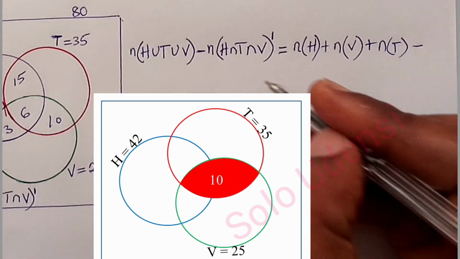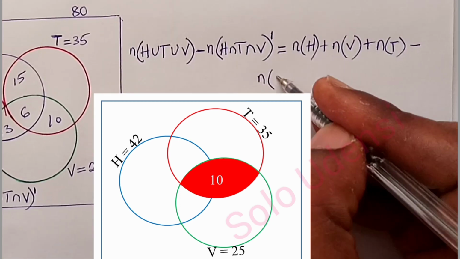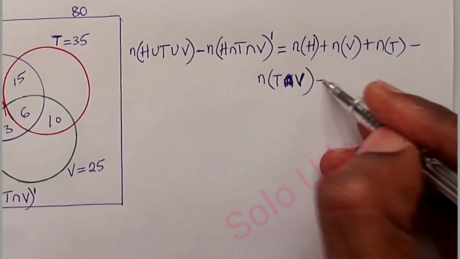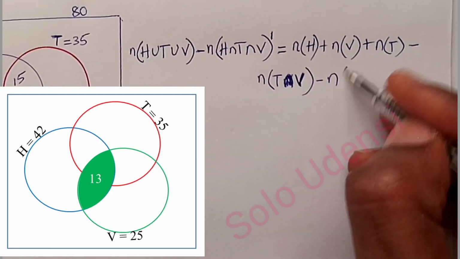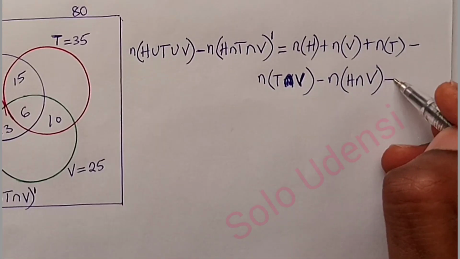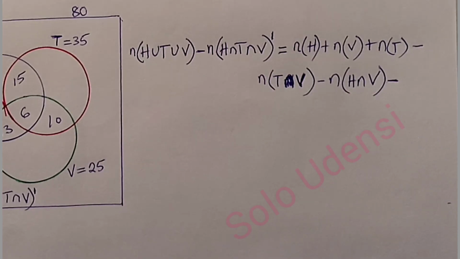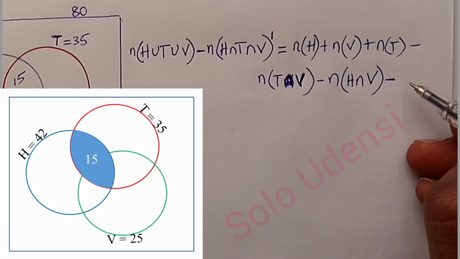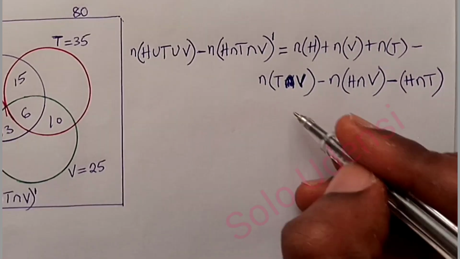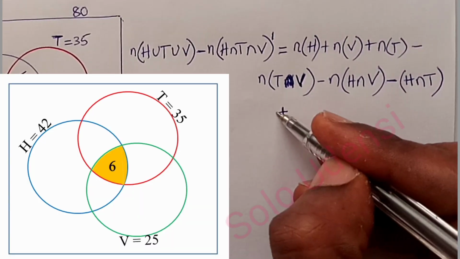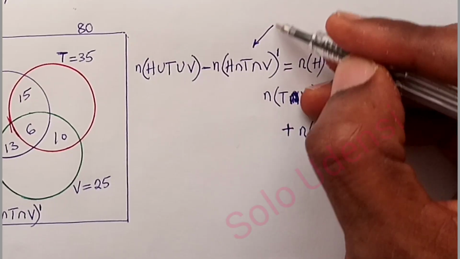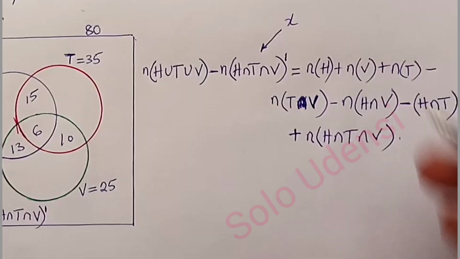minus the number of people that play tennis and volleyball, T intersection V, minus the number of people that play handball and volleyball, minus the number of people that play handball and tennis, plus the number of people that play all the three games. So let the number that do not play any of the three games be X. This one, let it be X.